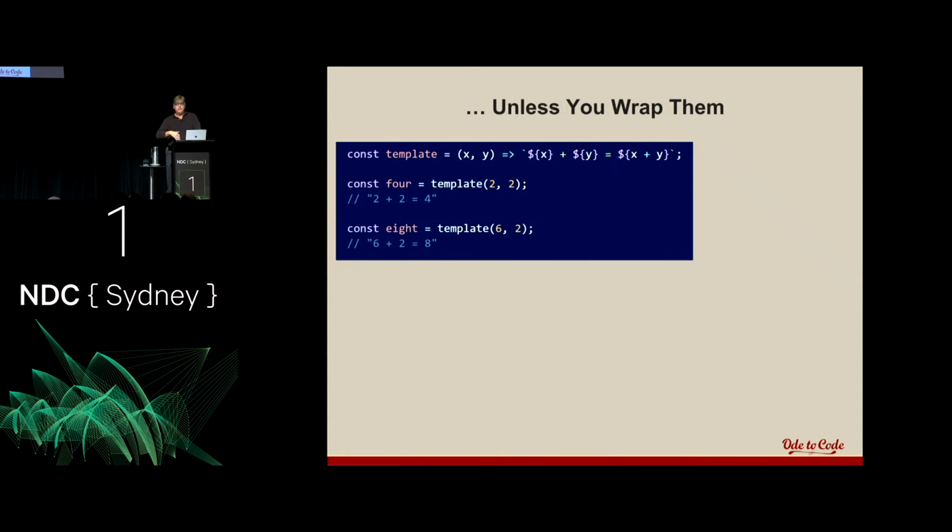You can make them reusable, though. So here I'm just going to define template now as a function that takes two parameters, x and y, and it returns the template literal, x plus y equals x plus y. And so now all I have to do is invoke that function and pass in my model data. So invoke template, pass in 2 and 2, and I get back the string 2 plus 2 equals 4.